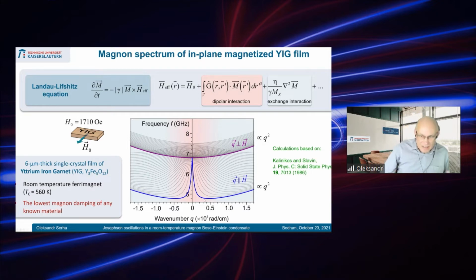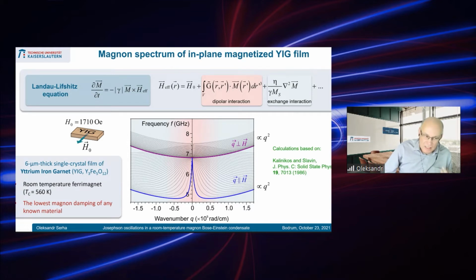And this spectrum is calculated using the approach proposed by Kalinikos and Slavin, calculated for a specific case, an in-plane magnetized magnetic film. And this magnetic material is yttrium iron garnet, a magnetic oxide, a non-compensated antiferromagnet. And why do we use this? Because it's a room temperature ferromagnet, and we can work at room temperature. The first aim is to observe Bose-Einstein condensation at room temperature.